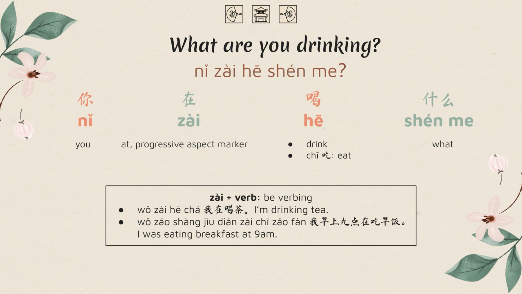你在喝什么? What are you drinking? How would you say, what are you eating? 你在吃什么? Hopefully the person you're talking to will happily tell you what they're eating or drinking.